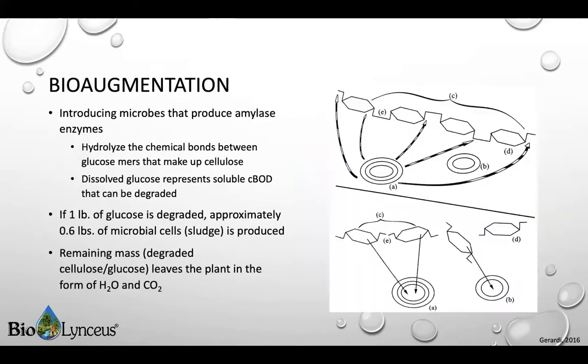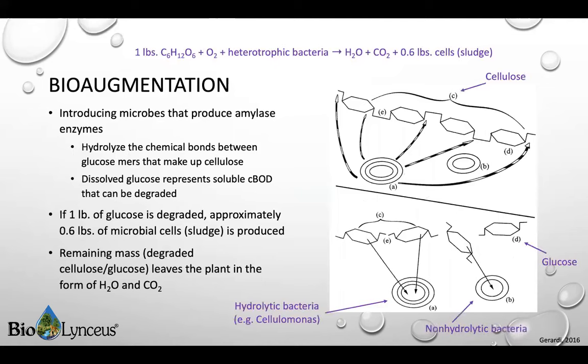So with that, let's get brave and dive deeper into the science of biodredging. Microbes such as Cellulomonas that specialize in sludge reduction must turn cellulose, or sludge, into something they can eat. To do this, the microbes release amylase enzymes that hydrolyze the chemical bonds between the glucose mers that make up cellulose. The glucose represents soluble, carbonaceous BOD that can be degraded by the microbes. This process is illustrated in the figure to the right.